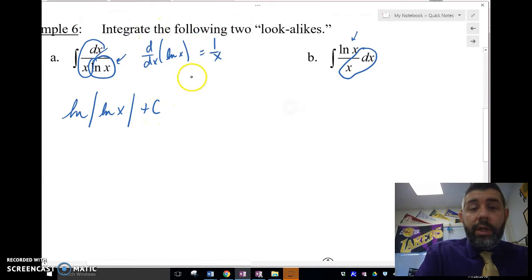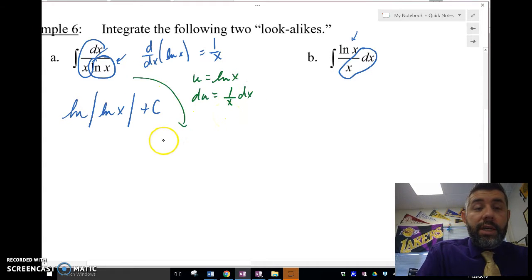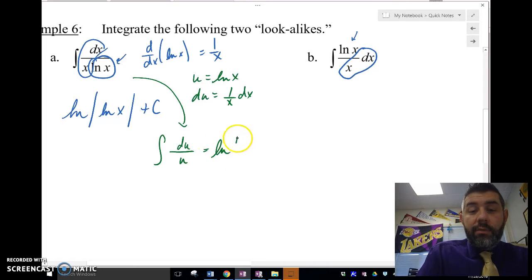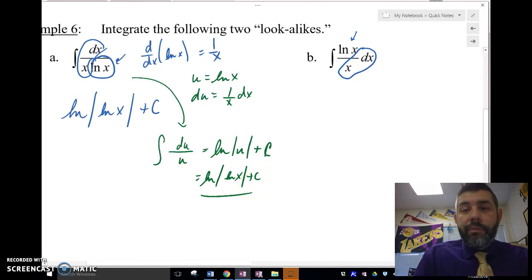If you want to do it the long way, you can let u be equal to ln x, which makes du equal to 1 over x dx, and we can just change this using a u substitution. So du is dx over x, so we already have a du there, and u is ln x, so we have du over u, which is ln of u plus c, which again gives us ln of ln x plus c. But if you can do the reverse chain rule, it's a lot quicker.